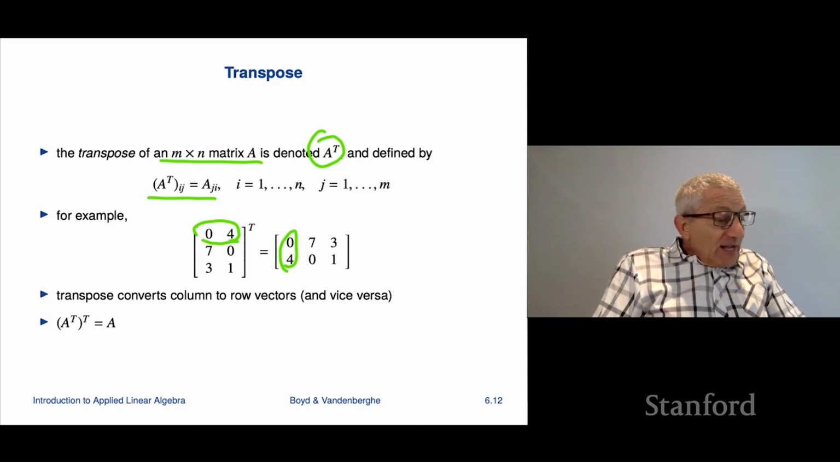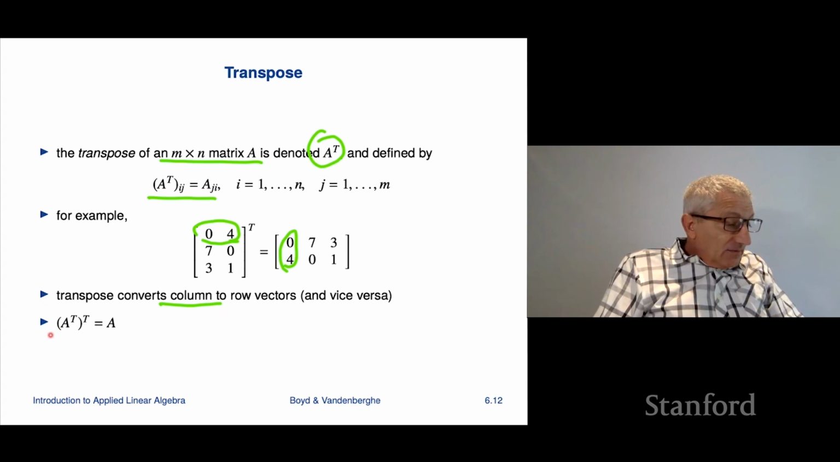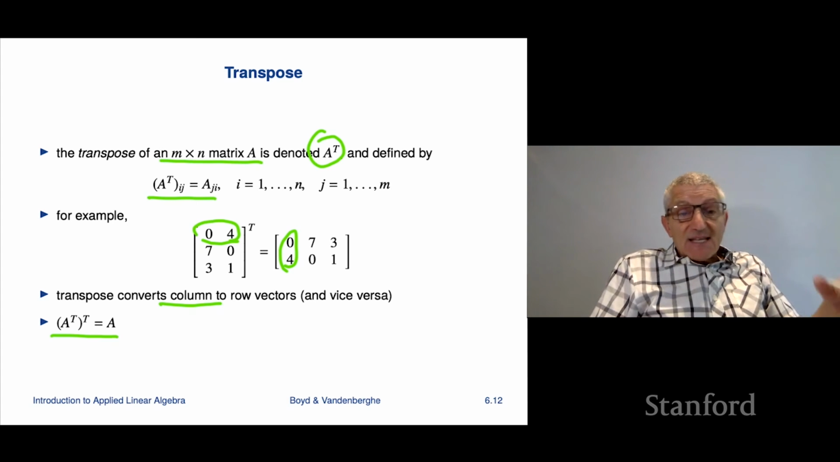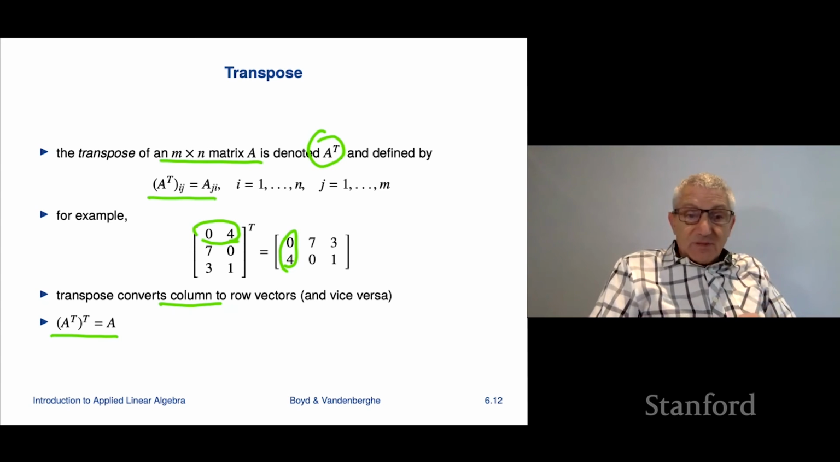Of course, if you transpose a column vector, you get a row vector, and vice versa. One pretty obvious thing is that A transpose transpose is A. So if I take a matrix, I transpose it a second time, I get back to the original matrix. Pretty straightforward.